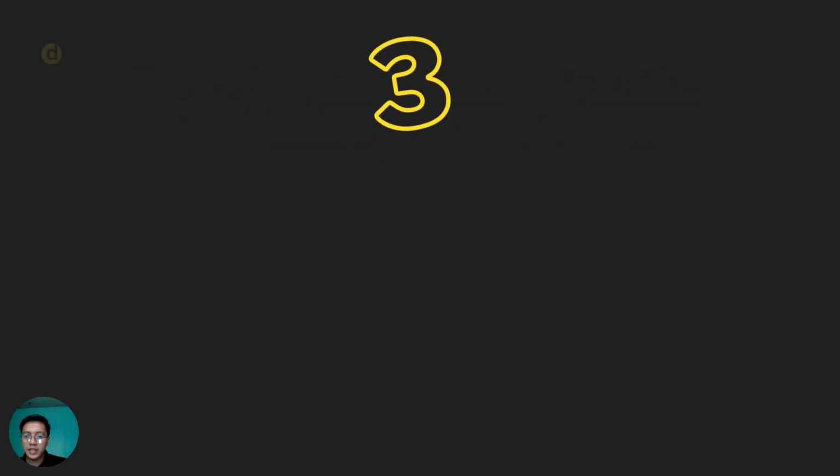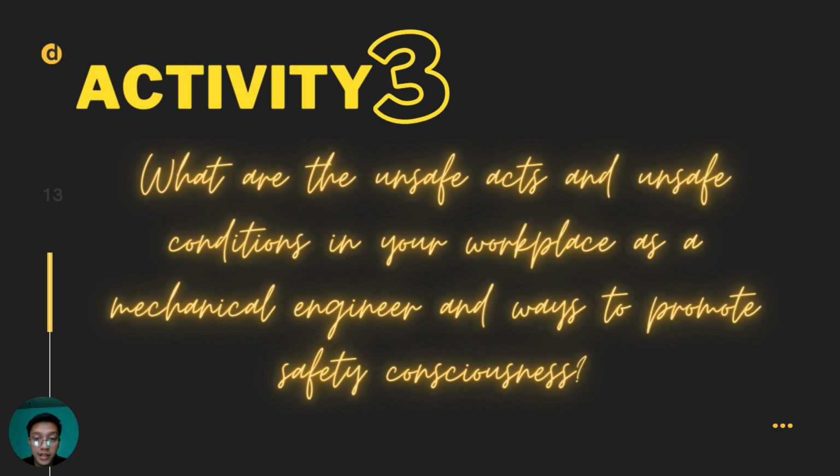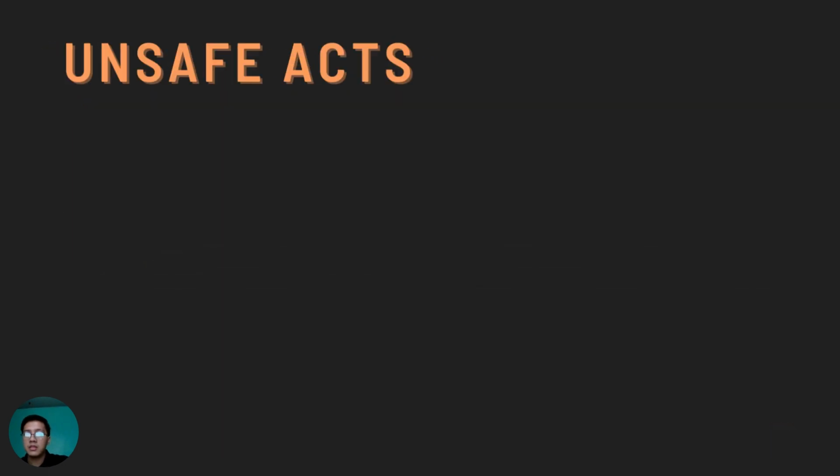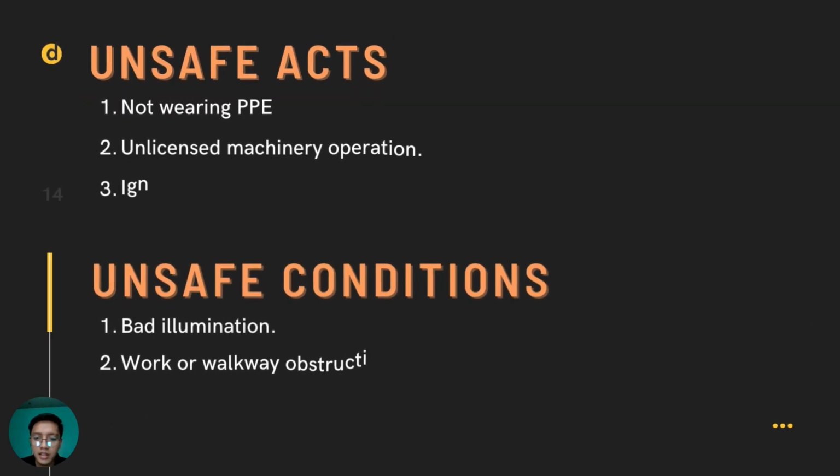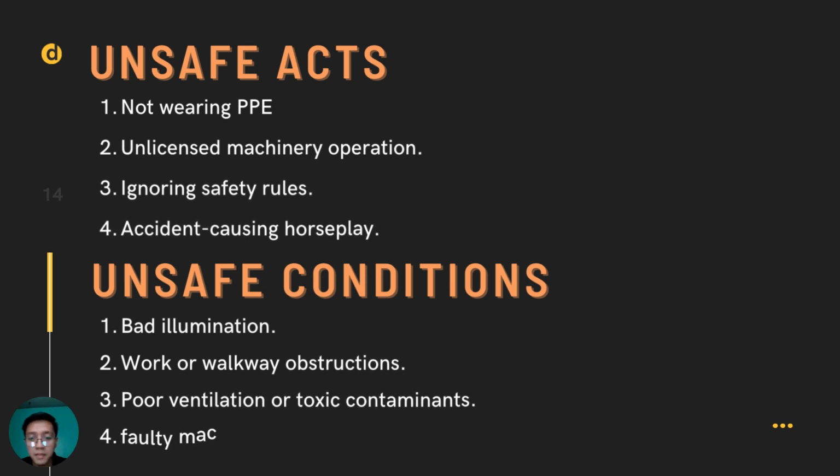Moving on to activity number three, in which we answer the question of what are the unsafe acts and unsafe conditions in your workplace as a mechanical engineer and ways to promote safety consciousness. What are the unsafe acts in our field? Number one, not wearing PPE, or failure to wear appropriate personal protective equipment such as safety glasses, hard hats, and gloves, as I've stated earlier. Number two, unlicensed machinery operation, or operating machinery without proper training or authorization. Number three, ignoring safety rules. Number four, accident-causing horseplay or any distraction that can lead to accidents.